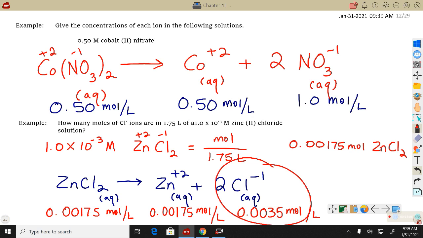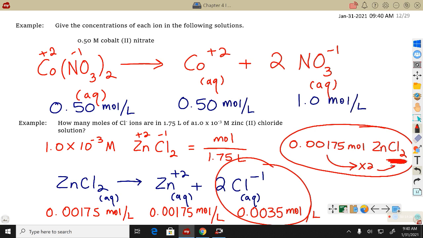And then we're done. So again, you probably wouldn't even have to write any of that in the end. I would look at this number and say, okay, well, that was moles of the zinc chloride. For every mole of zinc chloride, there's 2 moles of chlorine. So I'm just going to take this and multiply by 2 to get moles of chlorine ions.